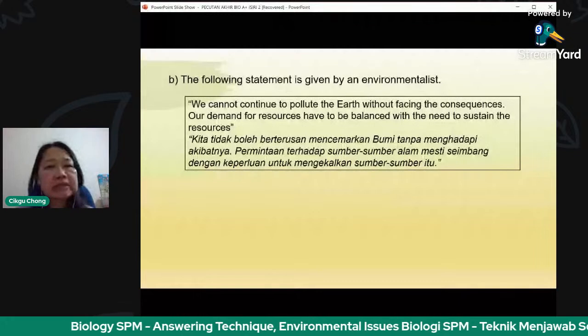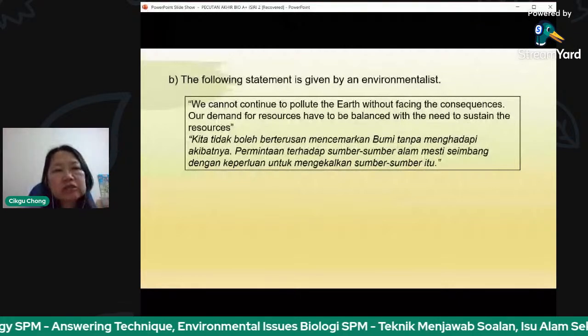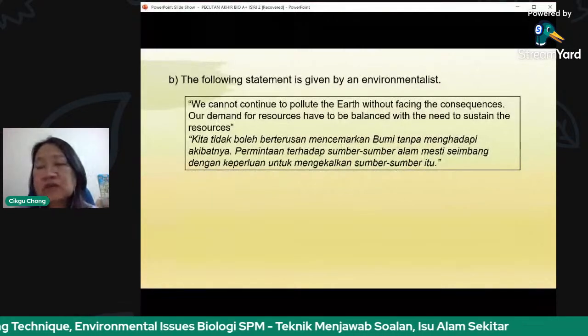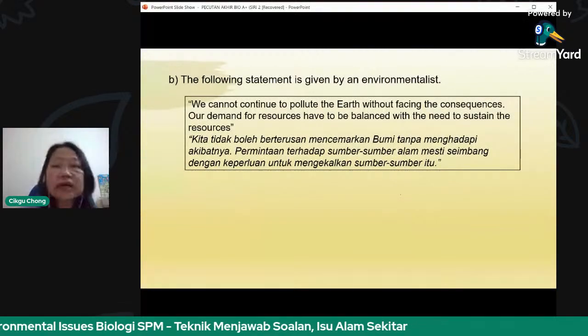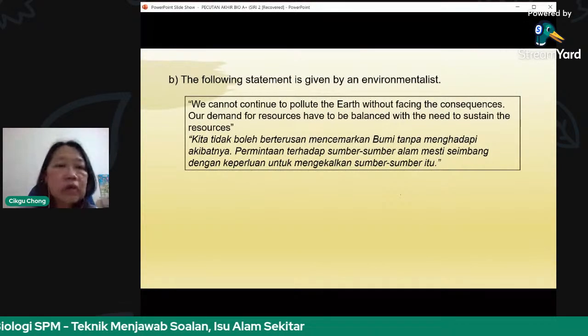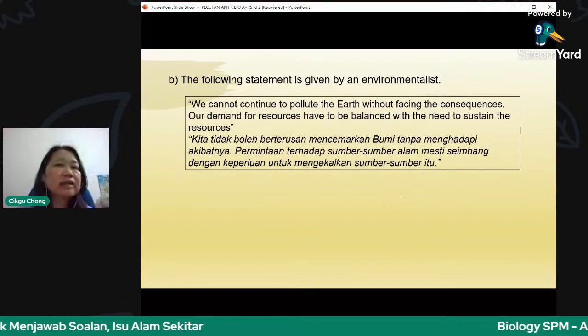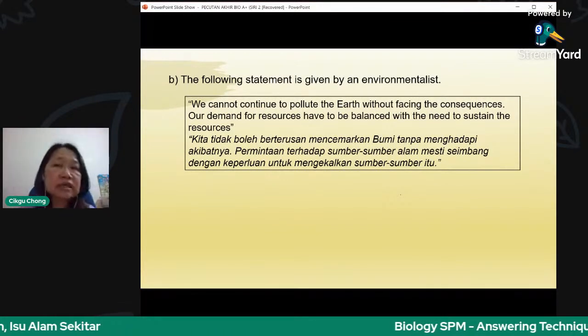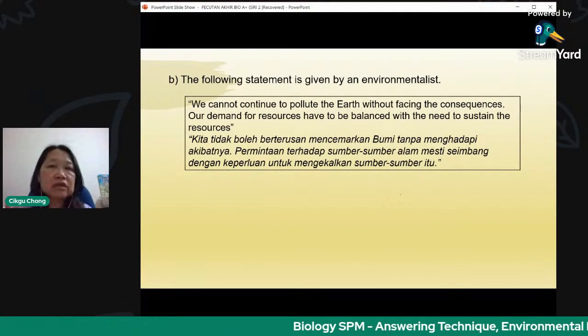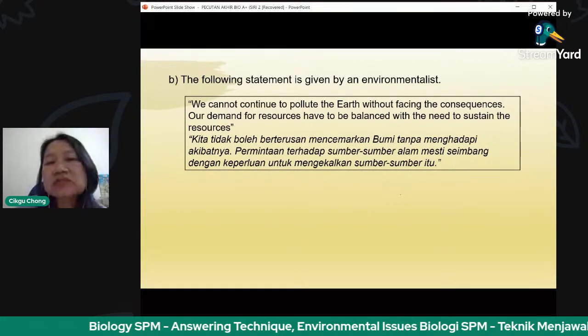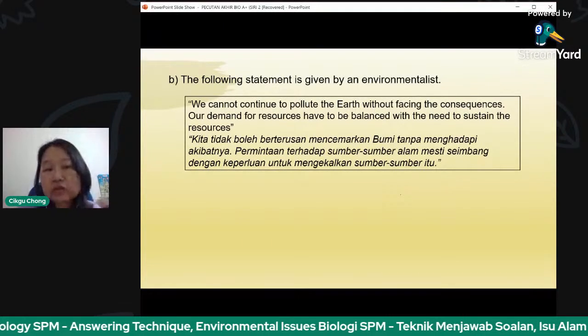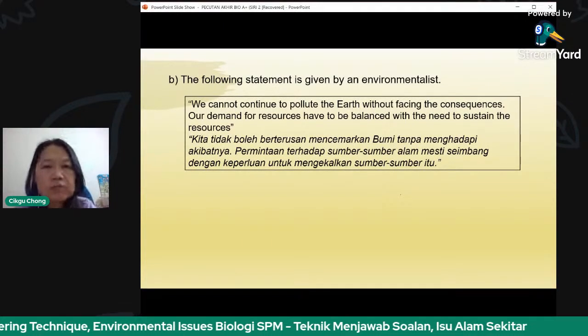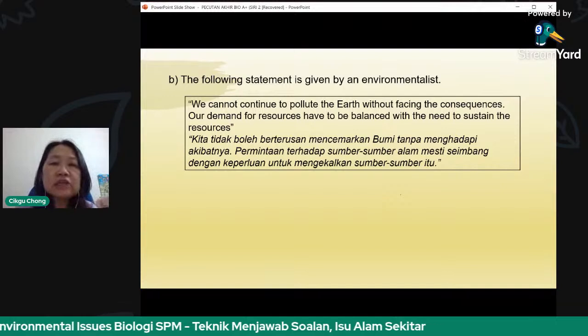We cannot continue to pollute the earth without facing the consequences. Consequences are akibat. You do something that has the akibat, all right? Our demand for natural resources like petroleum, gas, coal, things that we need to produce energy from, have to be balanced with the need to sustain the resources. So we can use them. The thing is, you cannot say totally don't use, but you have to balance it with the need to sustain.